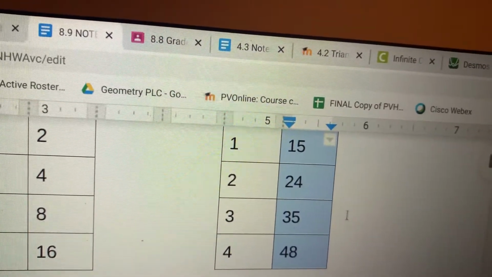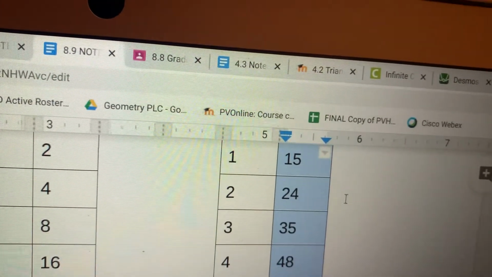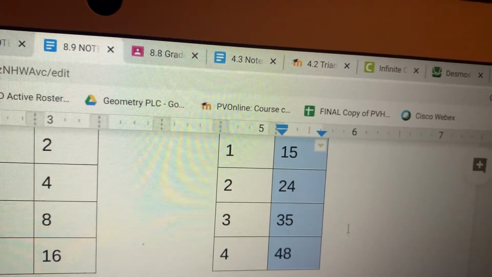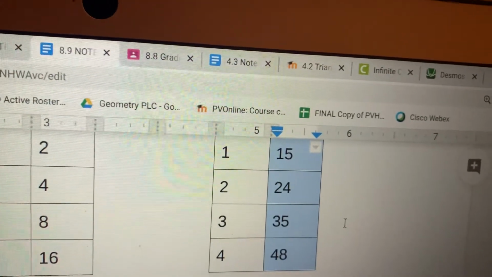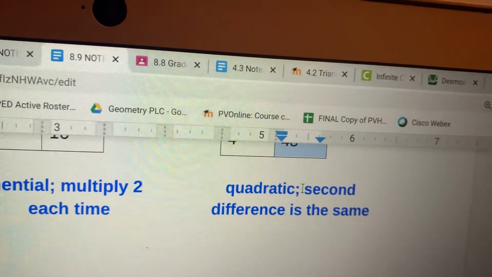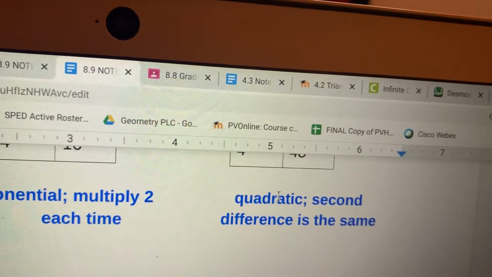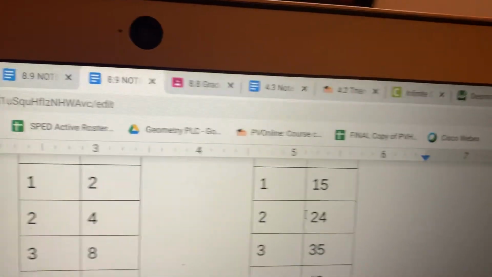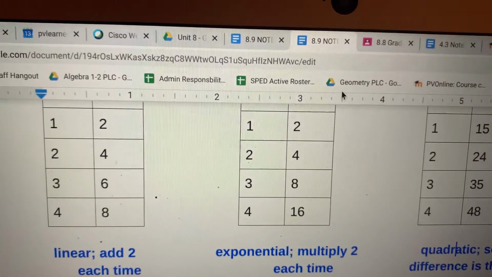But if we looked at the second difference, so the difference between 11 minus 9, that gives us 2. And then remember we had 9, 11, 13. So if we did 13 minus 11, that would also give us 2. So in this case, the second difference is the same. If the second difference is the same, it's going to be quadratic, okay? So again, that one's a little bit trickier. Don't stress about that too much. So you can definitely use this video and the notes to help you.